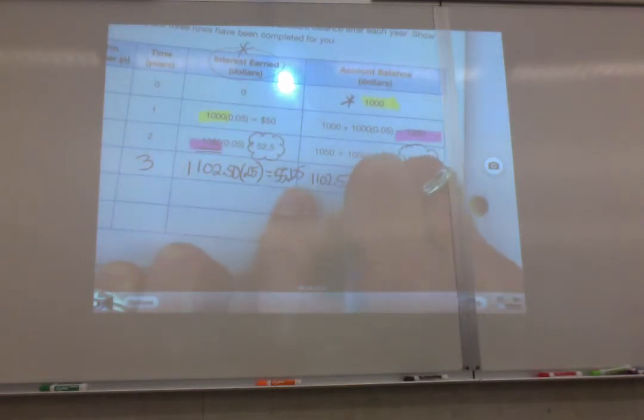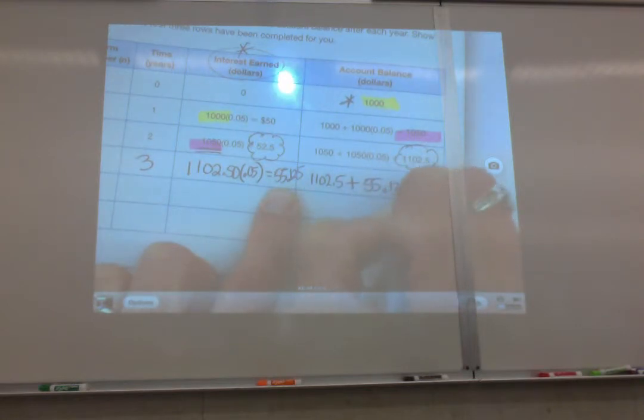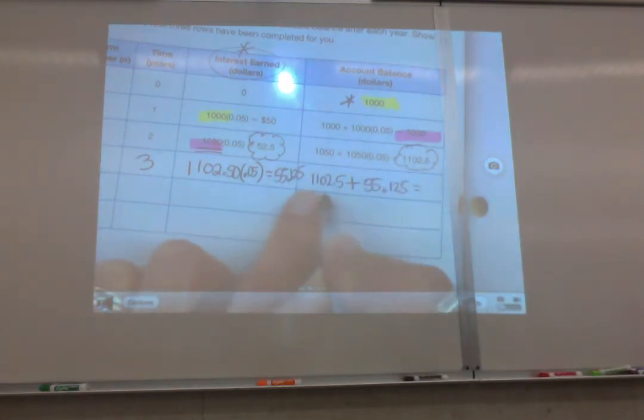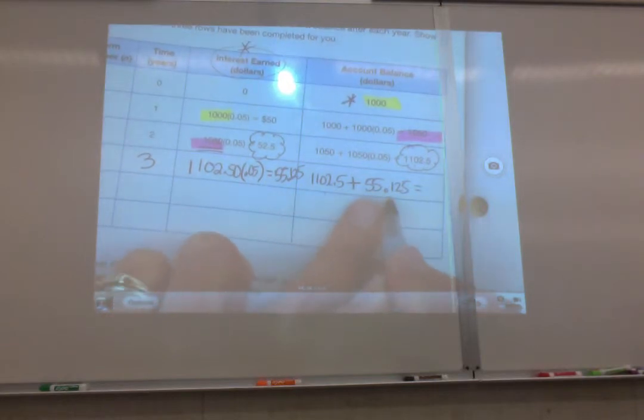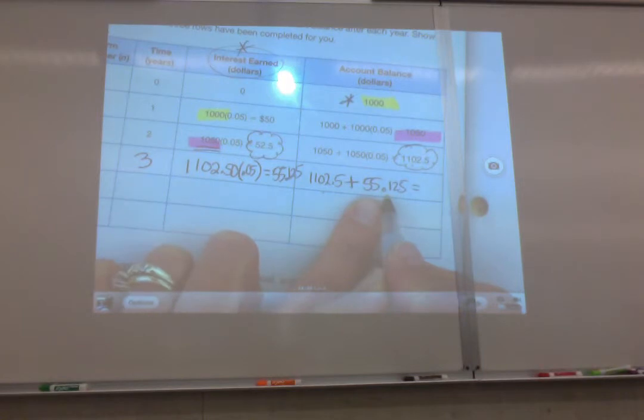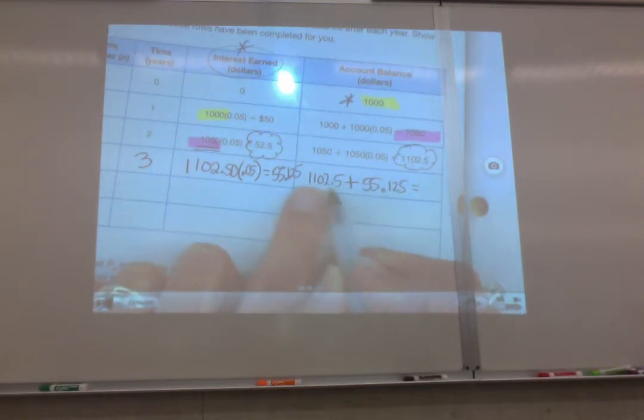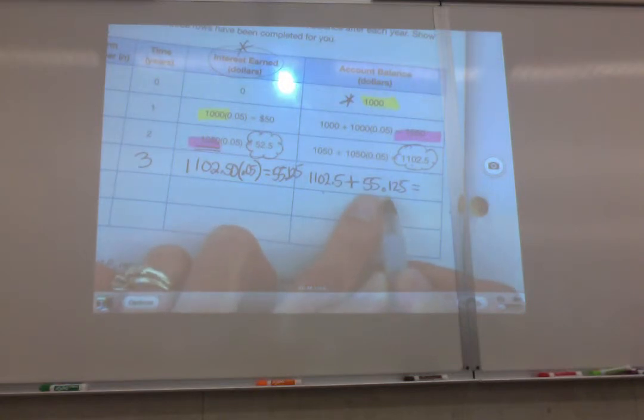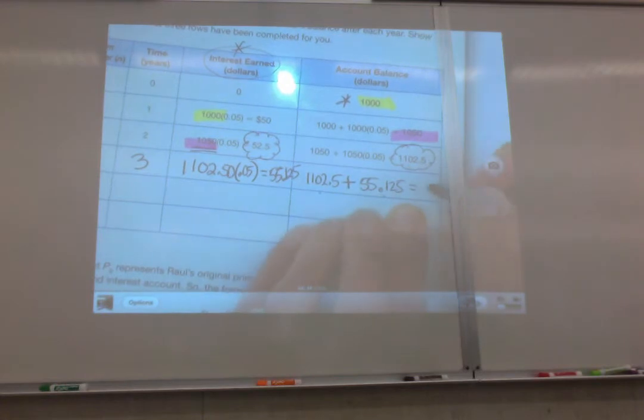1102.5 plus 55.125. This is how much money was in our account after 2 years, plus the interest that we're earning for that third year. This is the last year's balance, plus the new year's interest, the new amount getting paid. What's our grand total after 3 years?